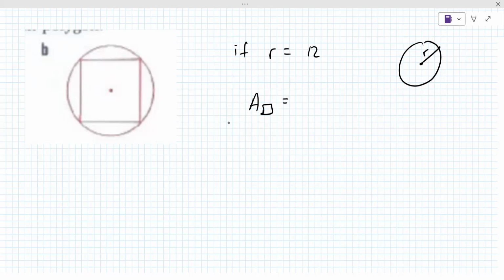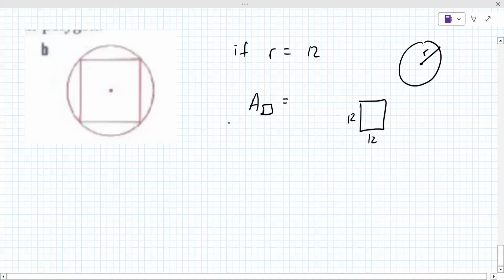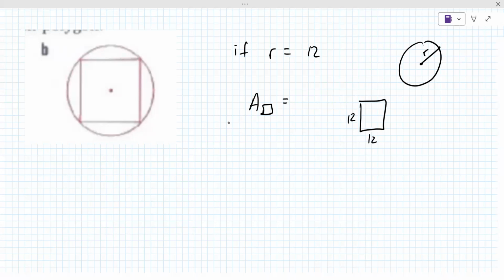144. Okay, how did you come up with that? 12 times 12. Okay, well that would be true if this was the square, but that's not the square. What you did is you found the area of this square right here. Oh, okay. I'm kind of confused.